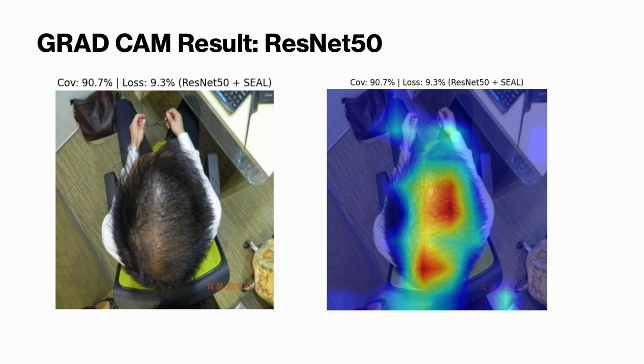Here's Grad-CAM applied to ResNet50 plus SEAL on the same scalp image. 90.7% predicted coverage. The heat map is concentrated tightly on the central scalp region, with the hottest activation directly over the thinning area, where the hair is sparser. The model has learned, without any explicit spatial supervision, that the central crown is the most diagnostically relevant region for coverage estimation. This is exactly what a clinician would focus on.